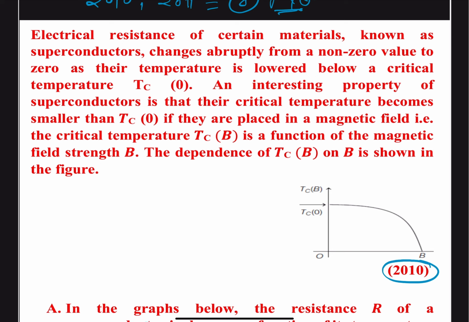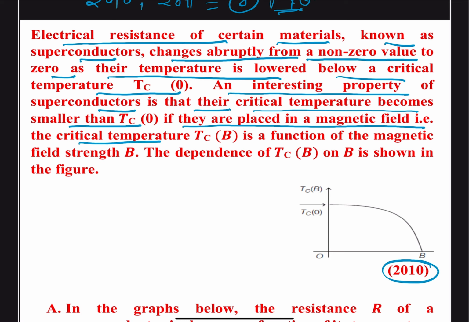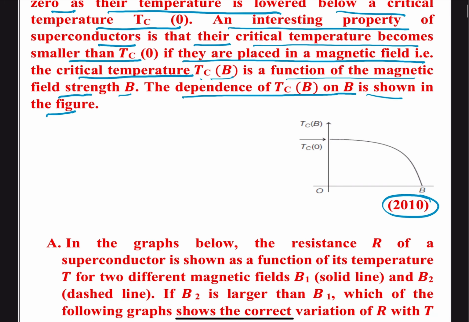It is given: electrical resistance of a certain material known as superconductors changes abruptly from a non-zero value to zero as their temperature is lowered below a critical temperature Tc naught. An interesting property of the superconductor is that their critical temperature becomes smaller than Tc naught if they are placed in a magnetic field, that is, critical temperature Tcb is a function of magnetic field strength B. The dependence of Tcb on B is shown in the figure. So this is given a figure.